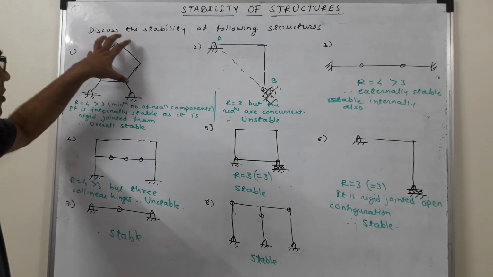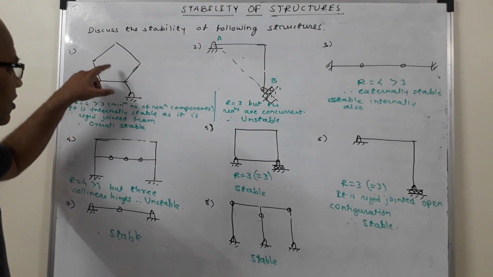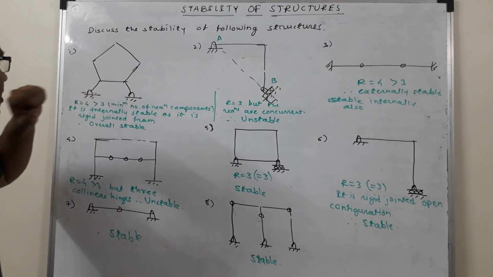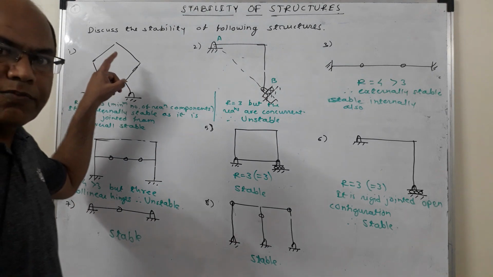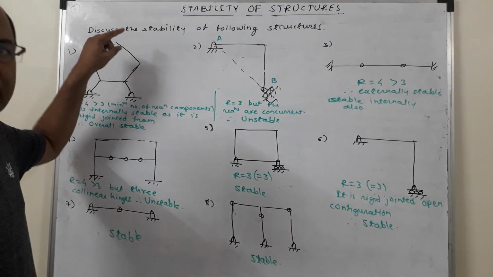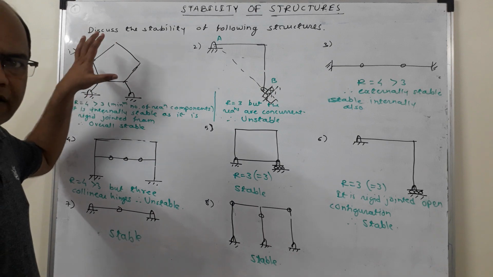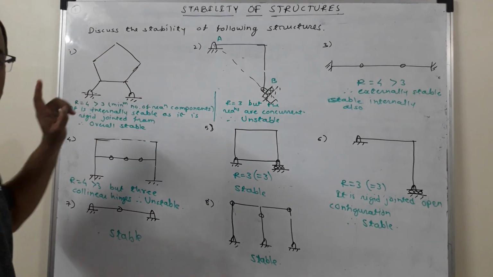Now it is a rigid jointed frame, and a rigid jointed frame is always internally stable, but here what is different is that there is a loop inside it, so it is not an open configuration. So it is a stable structure internally also, but statically indeterminate internally. So the overall stability for this structure is overall stable.